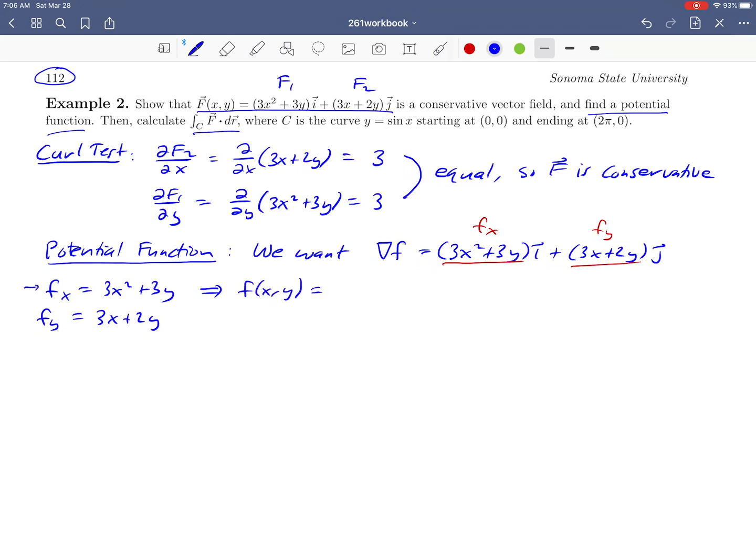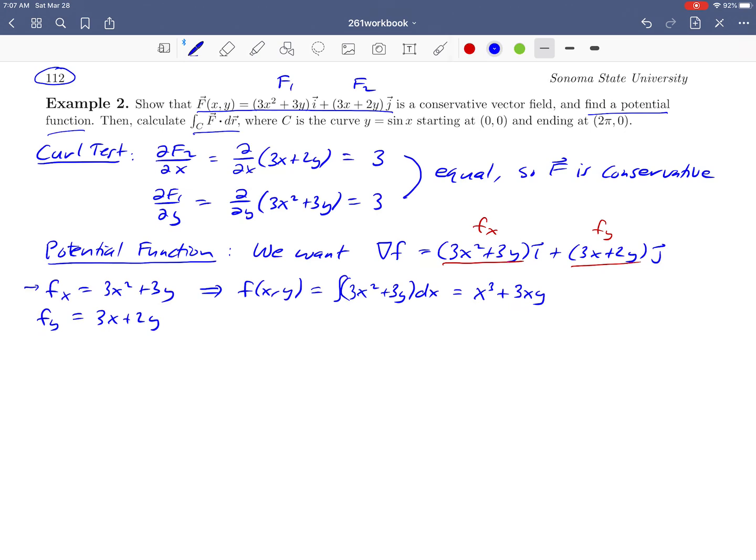Okay, let's do the calculation in the first line first. So we want to go from the derivative of f with respect to x back to the original function, which means we need to integrate with respect to x. All right, so we're going to integrate both of those terms, and remember, this is an integral with respect to x, so we are treating y as if it's a constant. If we integrate 3x squared, we're going to get x cubed, and 3y is just a constant, so we're just going to get 3xy.